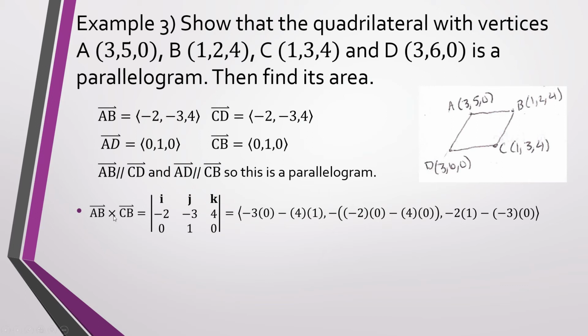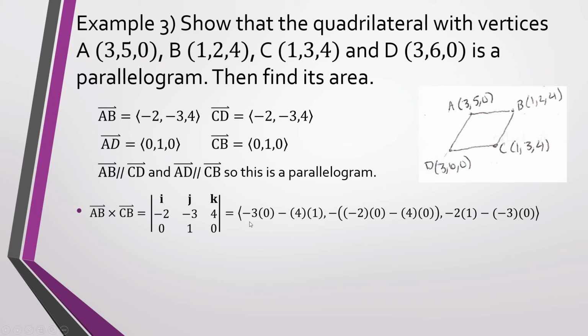So we find our cross product, same way that we did before. So x component, ignore the x column. First diagonal is -3 times 0 minus second diagonal is 4 times 1. For our y component, we ignore the y column. Our first diagonal then becomes -2 times 0 minus our second diagonal is 4 times 0. Remember, since our y component, this is going to be the opposite of what we get from that mathematics there.